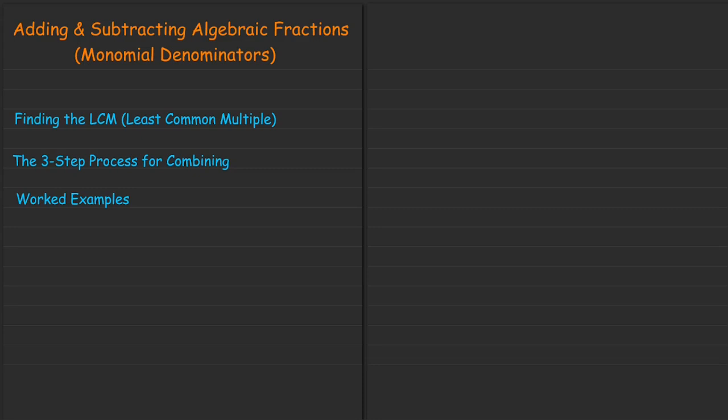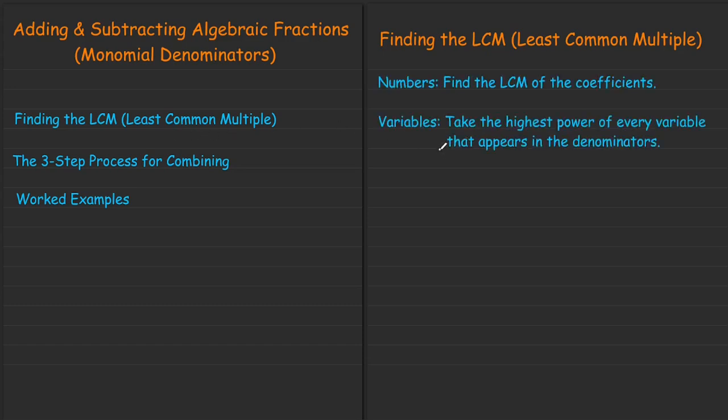Now, when it comes to adding and then subtracting fractions, it's a little bit different as compared to multiplying and then dividing. Why? Because we need to find the common denominator before working it out. This common denominator is actually the LCM. And the LCM is the smallest expression that all the denominators can divide. How do we find it? There are just two steps.